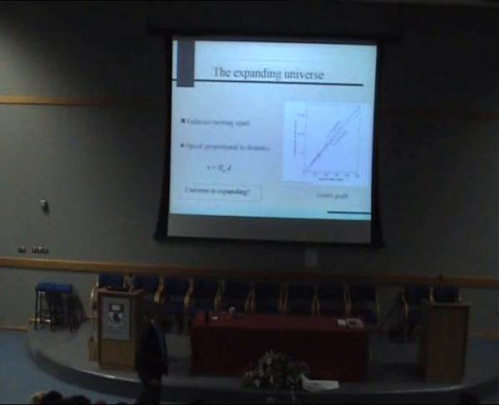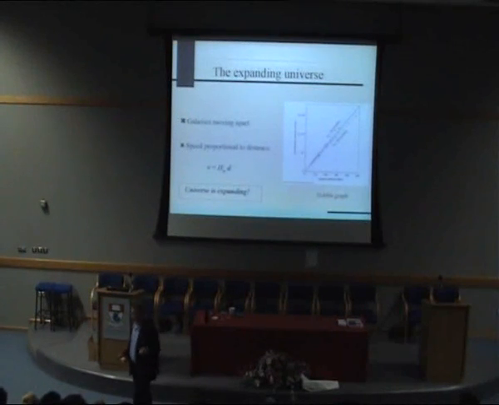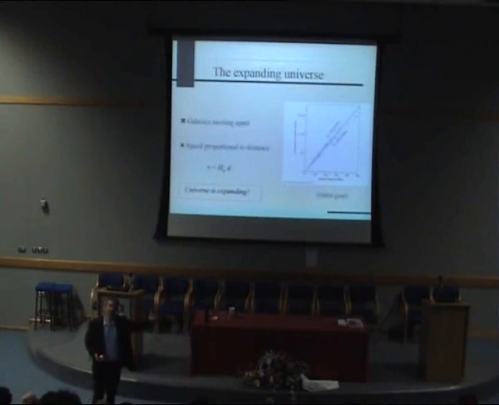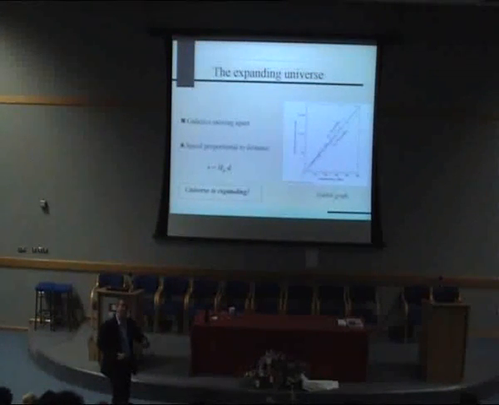This is the only graph I'll show you. It looks really complicated, but it's not. If you plot the speed of a galaxy versus distance, what it comes down to is a galaxy that's twice as far away as another is moving twice as fast. The furthest galaxy from us is moving the quickest from us. The nearest galaxy to us is moving the slowest. So the further it is, the faster it's moving.